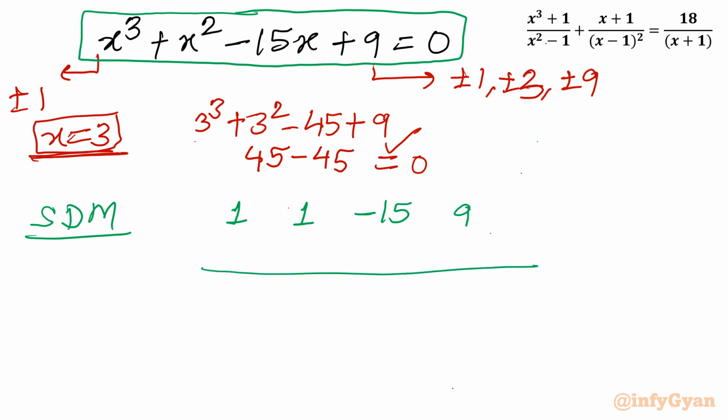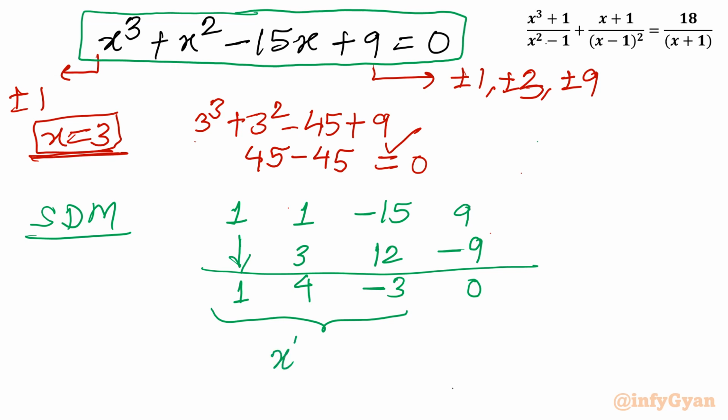Put one line over there. Leading coefficient as it is 1. 1 times 3, 3, 4. 4 times 3, 12, minus 3. 3 times minus 3, minus 9, 0. Here we have coefficients for a quadratic equation. Let me write x square plus 4x minus 3 equal to 0. Let us solve this equation for the remaining two roots.